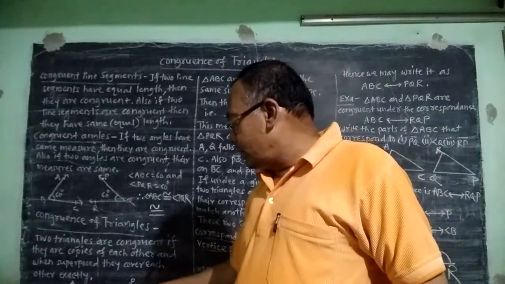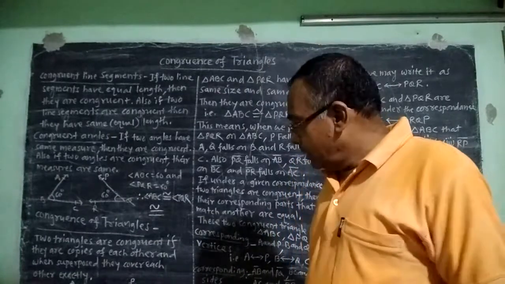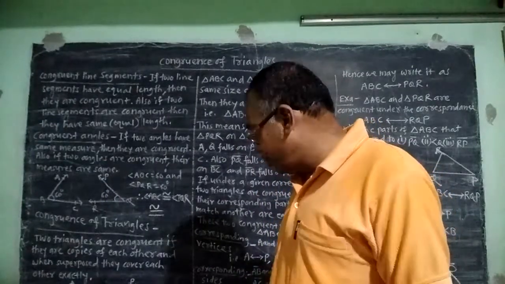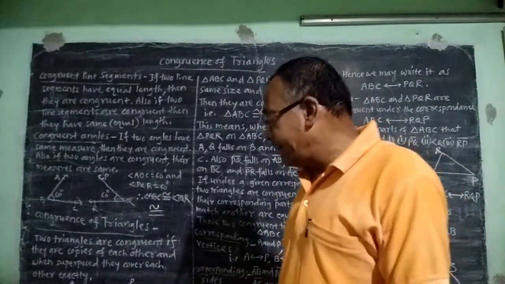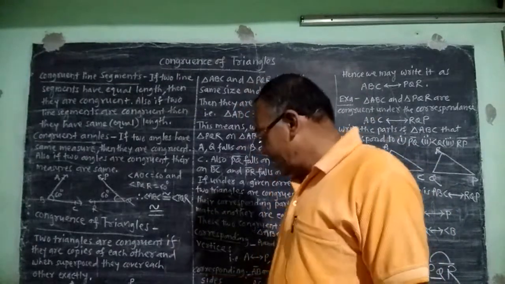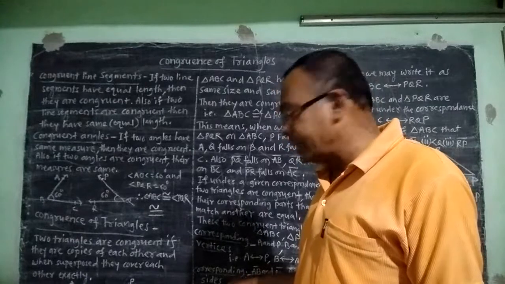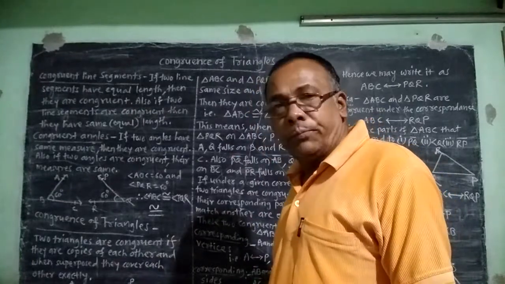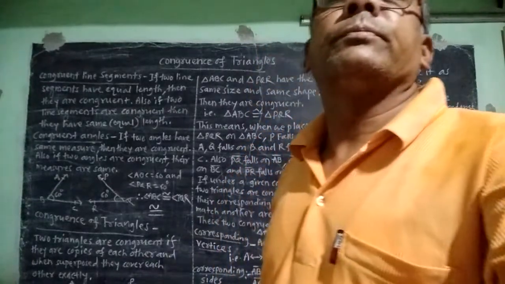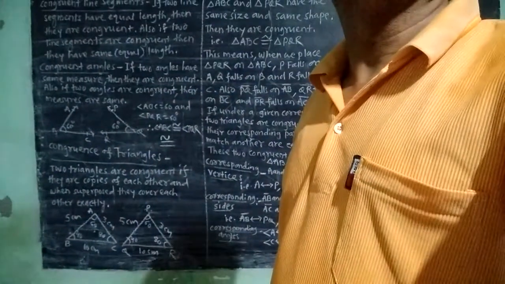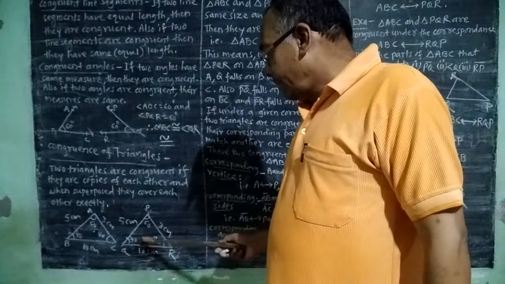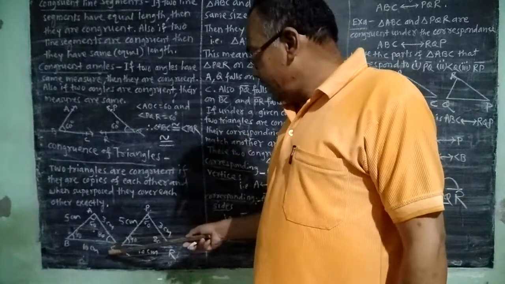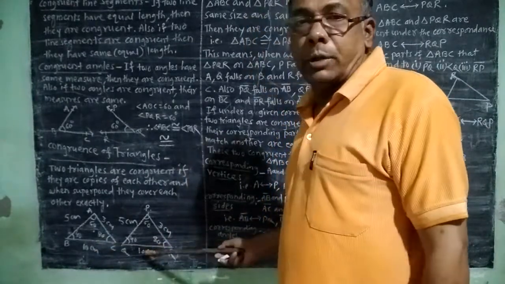So in a figure I have drawn two triangles, that is triangle ABC and triangle PQR. It is seen that the measurement of angle A is 60 degree, the measurement of angle P is 60 degree, angle B is 40 degree, and angle Q is also 40 degree. Angle C of triangle ABC is 80 degree and angle R is also 80 degree.